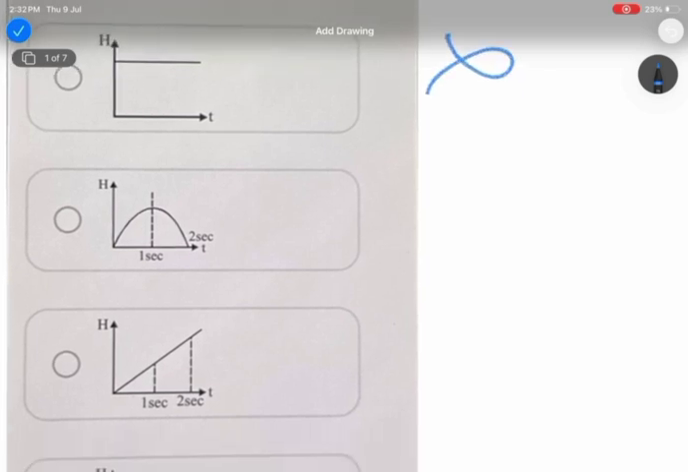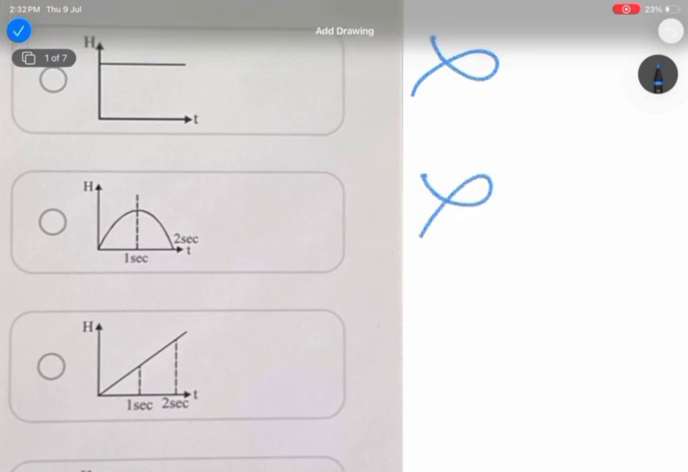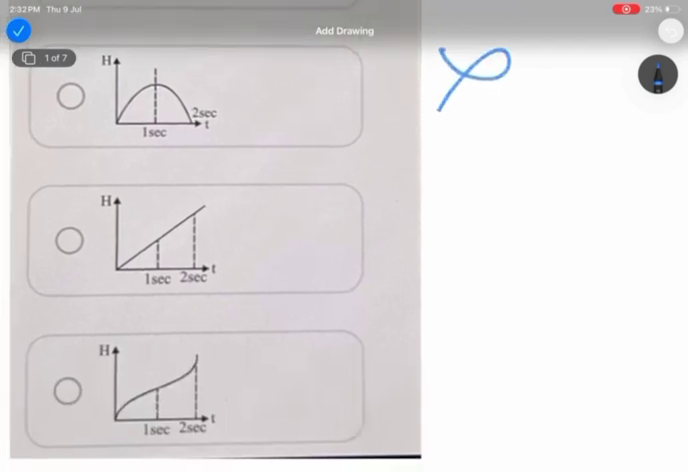In the second option, in the first part from 0 to 1 second, the heat generated increases and from 1 to 2 seconds it decreases. So this also cannot be the answer. In the third option, H is uniformly increasing with time. As you can see, from 0 to 1 second it is increasing and with the same rate it increases from 1 to 2. So H is uniformly increasing with time. So we can say here that H is directly proportional to T. So the third option will be the right answer.